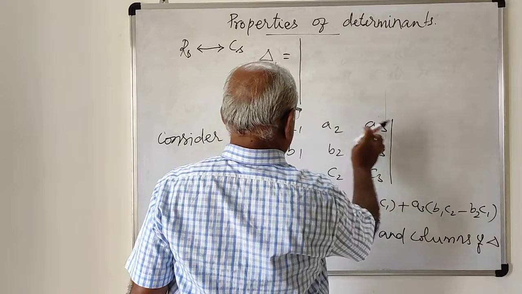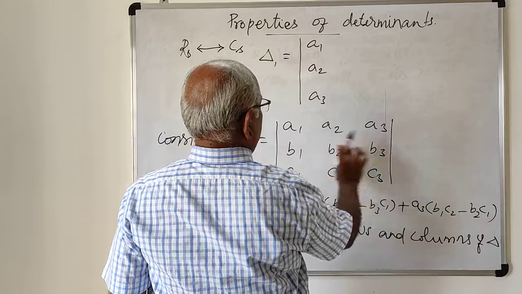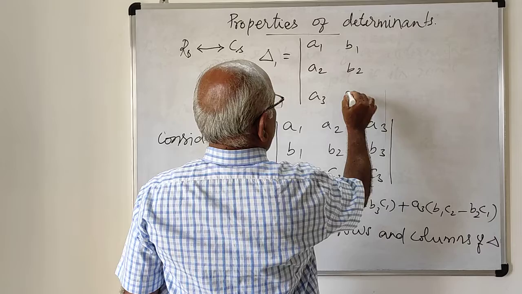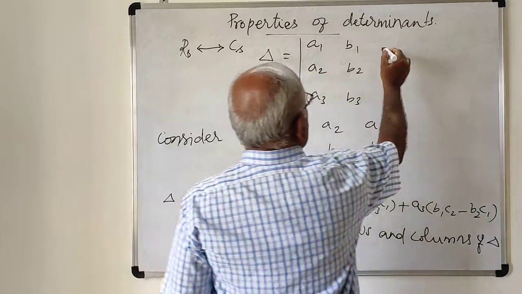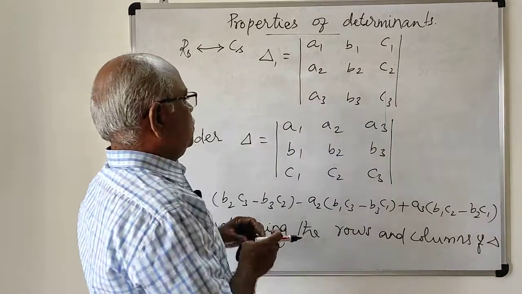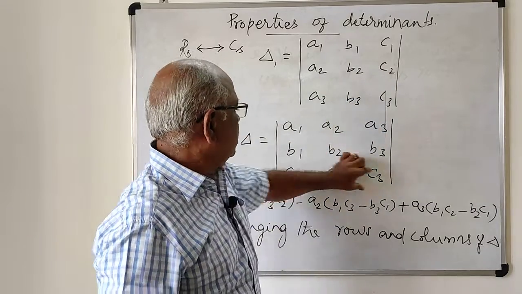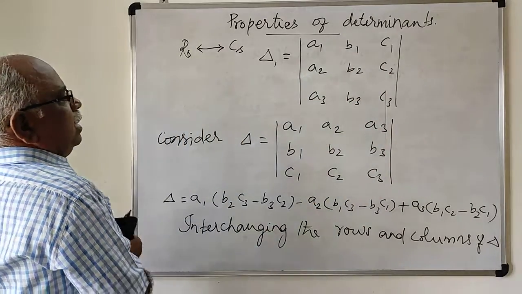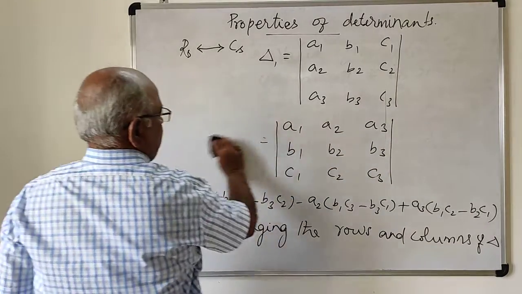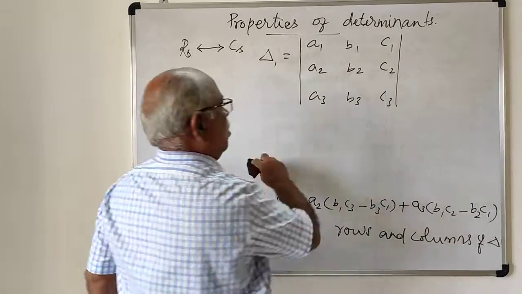See, the first row becomes the first column: A1, A2, A3. Second row B1, B2, B3. Third row C1, C2, C3. First row becomes first column: A1, A2, A3. Second row B1, B2, B3. Third row C1, C2, C3. Interchanging the rows and columns of delta, we will see that the value of the determinant remains unchanged.